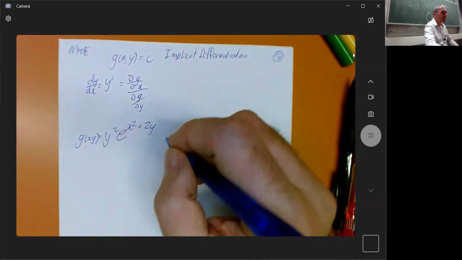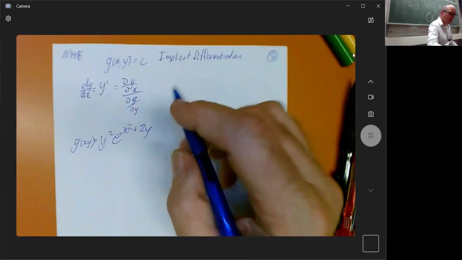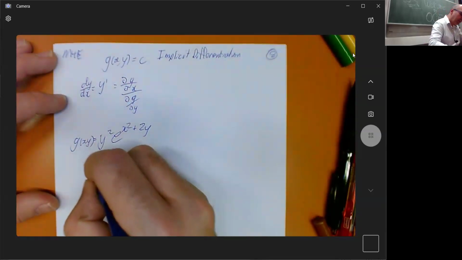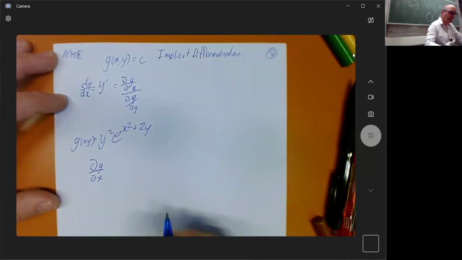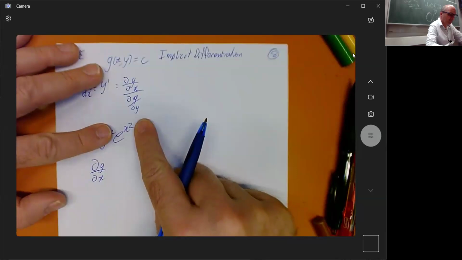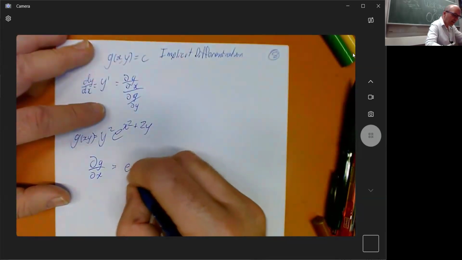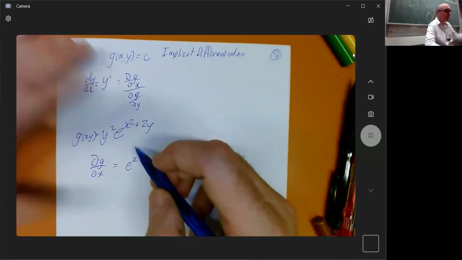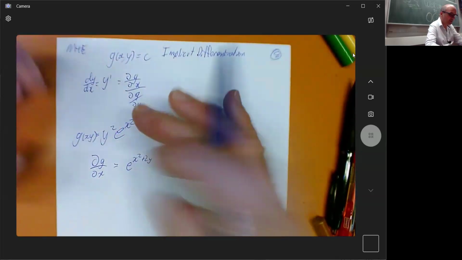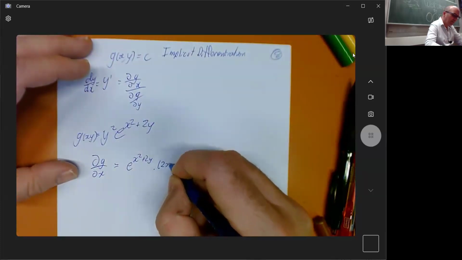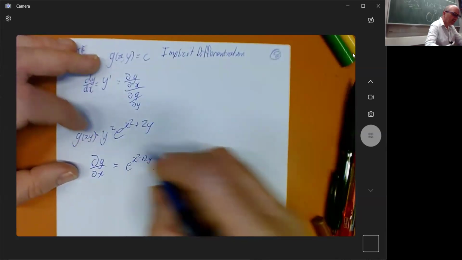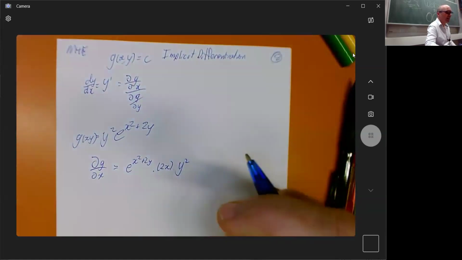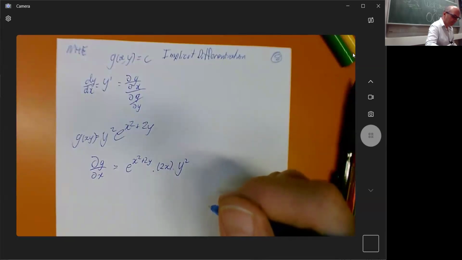I can't actually separate this into a function of either x or y. And so if I'm making g of x, y equal to some constant, I can talk about the partial of g with respect to x. Because we're holding y constant, we're only focusing on that bit. So for the e to the x squared plus 2y, I'm going to times by the partial derivative of that power. This is a chain rule thing because x is in the power, so I times by the derivative of the power with respect to x. Because we're differentiating with respect to x and y is held constant, this y squared out the front is still there as part of the expression.